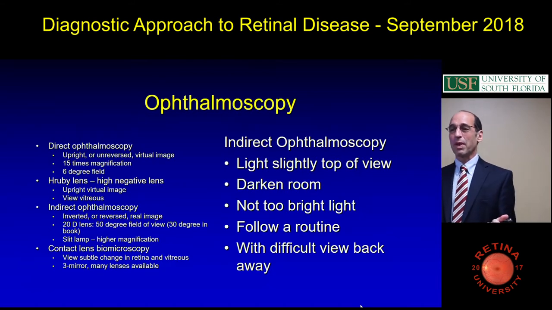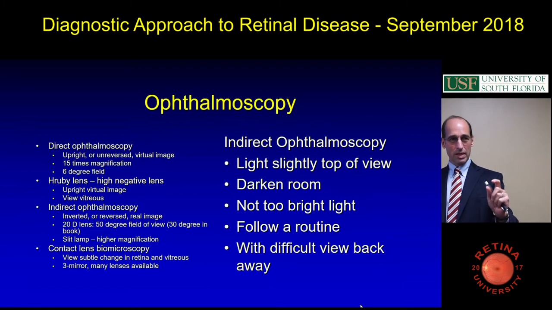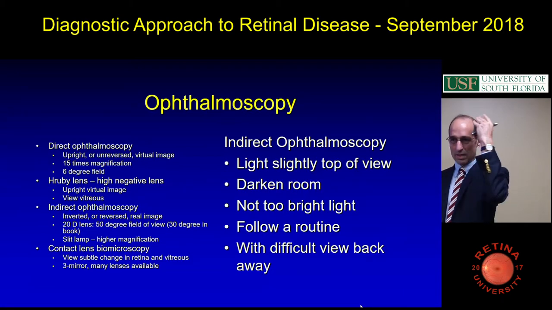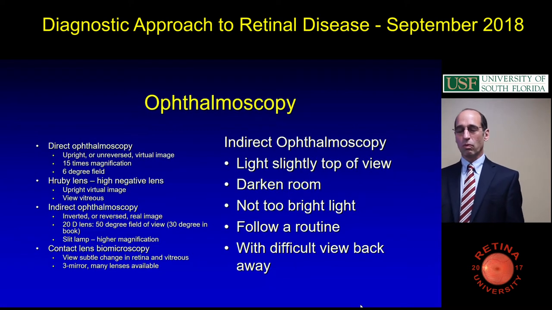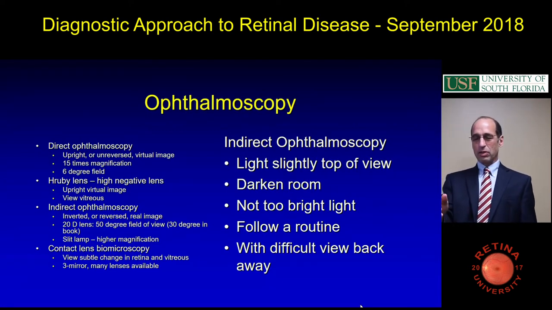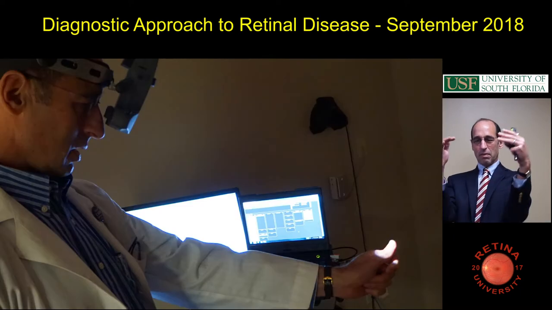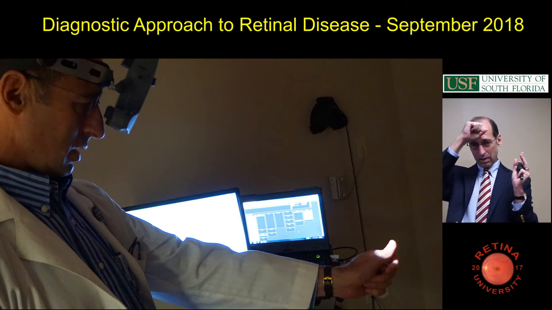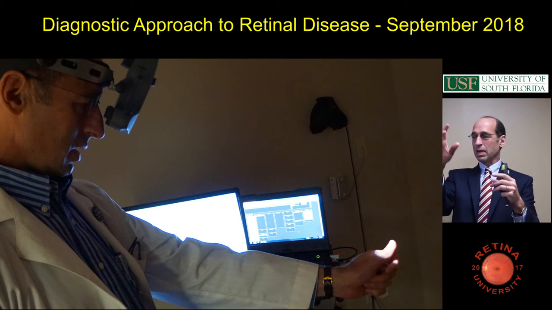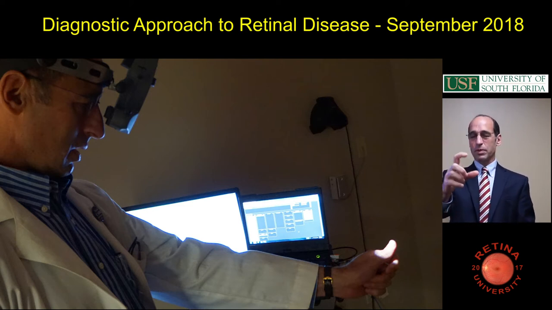And then there's the indirect ophthalmoscopy, which includes slit lamp lenses and the headset, and then there's contact lenses. So with indirect ophthalmoscopy, when you're setting your headset up, I don't know if anybody's told you this, but I put it on and I look at my thumb with the light, and I put the light so it's kind of at the top of my field. So let's say my face is the visual field, I put the light circle at the top, and then that gets you a pretty good view. Not way at the top, but a little bit up.